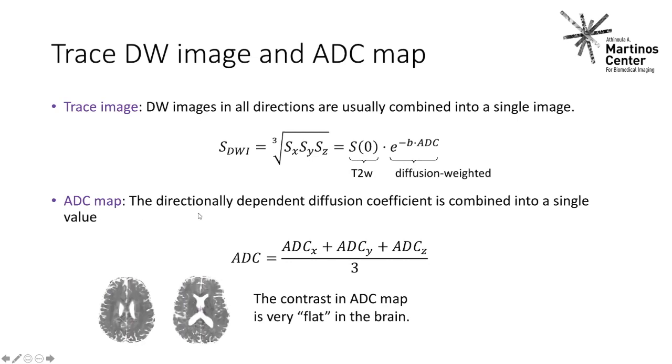And the ADC map is the directionally dependent diffusion coefficient combined into a single value. We usually just take the direct mean. And we can see the contrast in the ADC map is very flat in the brain. For reference, the ADC in CSF is about 3 micrometers squared per millisecond. And in brain tissue, not only in white matter but also in gray matter, the diffusion coefficient is about 1 micrometer squared per millisecond.